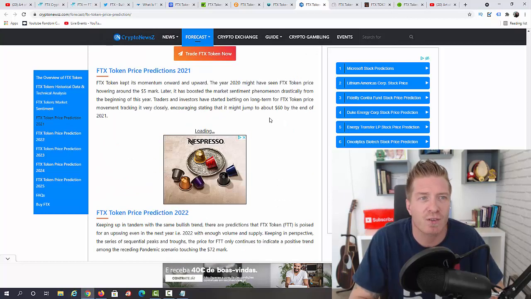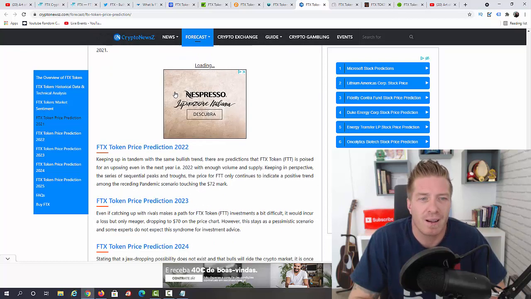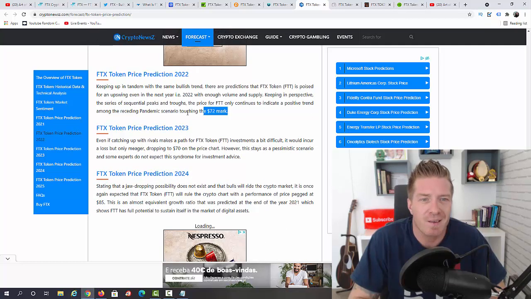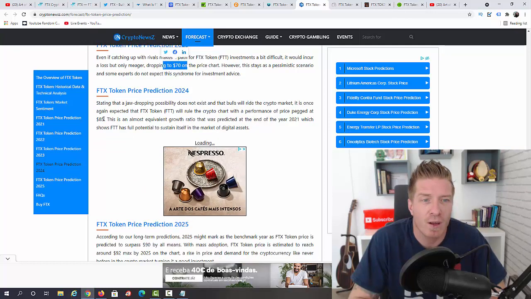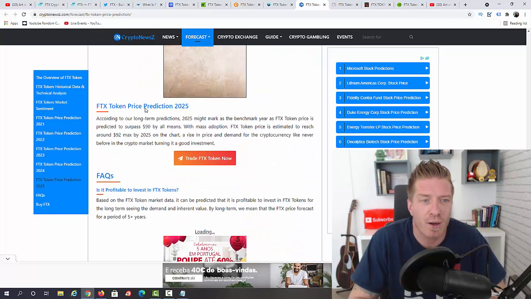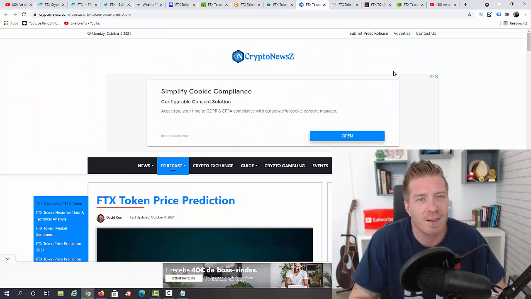So actually, let's go to the prediction from Crypto News themselves. They say 2021, it will definitely be around $60. So they think it will grow, but just a little bit. 2022, as you can see, we have $72. 2023, we have $70. 2024, we have $85. And 2025, we have $92. So a steady increase when it comes to CryptoNews.com. Again, take it all with a grain of salt.